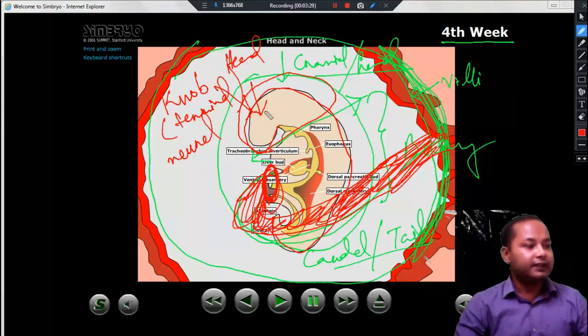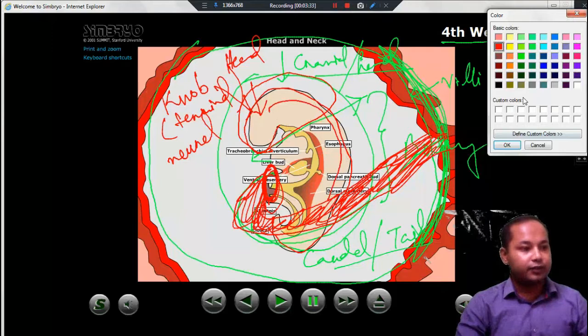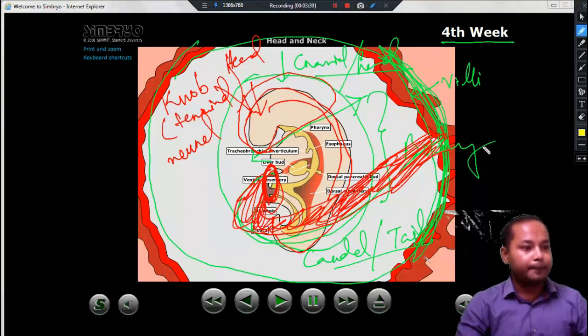So you will find that there is a tube here. I will mark it in yellow because the neural tube is marked with the color yellow. So there is a tube here which is yellow in color, and this is the neural tube. Okay, so this is the neural tube, and the terminal part, the knob, will form the brain.